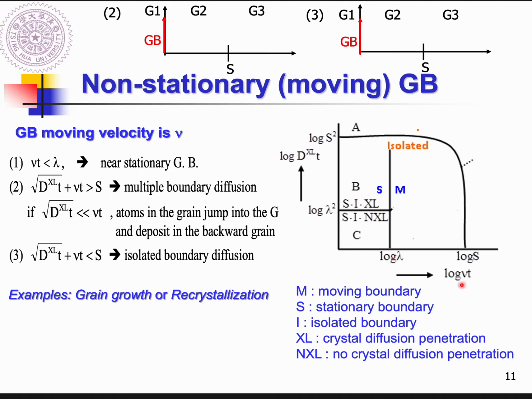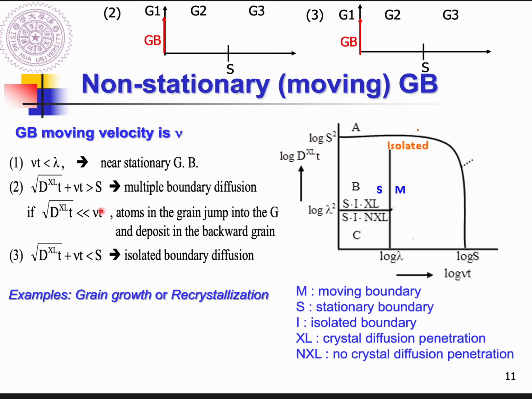And if vt, the grain boundary moving distance, is larger than lambda, then for sure grain growth or recrystallization happens. Under this situation, we want to explain what kind of diffusion pattern it is. So we move to point 2 here. If the diffusion length inside the grain plus the grain boundary moving distance is larger than s, and in these two terms the grain boundary moving distance is much larger than the diffusion length inside the grain, then under this situation it will be like this, right? I try to draw the corresponding figures here.